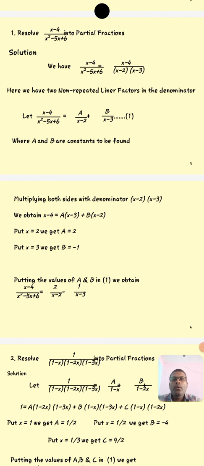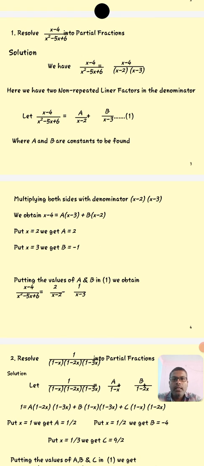Okay, resolve x minus 4 divided by x square minus 5x plus 6 into partial fractions. Then how can we do this one? In the denominator the polynomial is there, so we have to divide it into factors. Then after that we have to decide whether those factors are repeated or non-repeated. Here we discuss only non-repeated factors, the factors are different. So whenever different factors are there, we write in the partial fraction format a by x minus 2 plus b by x minus 3.